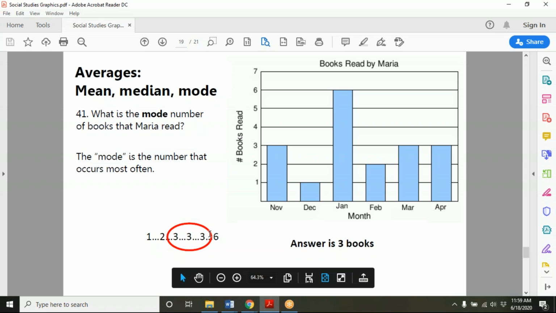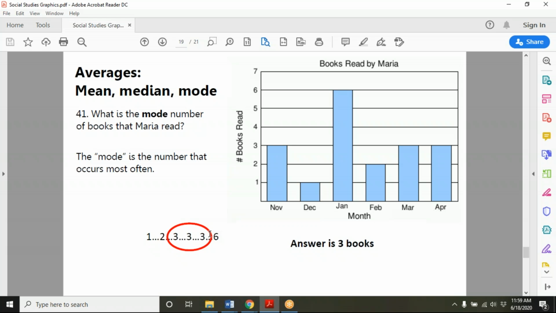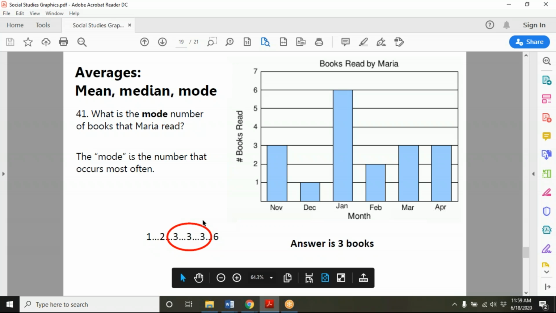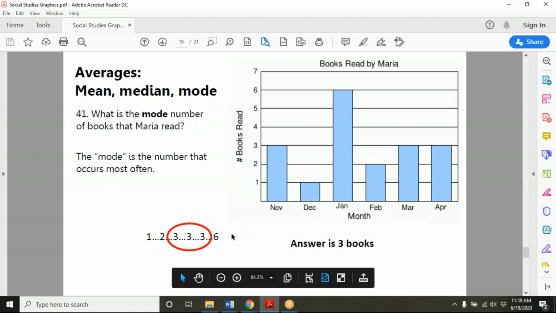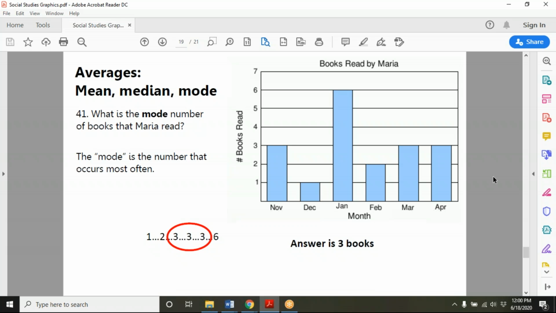I'm trying to think of an example when you'd want to know that. Well, I can't think of anything off the top of my head, but if you asked what's the number of books that she most often reads, it happens to be 3 here, which is the same as the mean average. But sometimes it doesn't have to be the same number. You can use these for different reasons, and certainly that could be something you're asked about down the road.